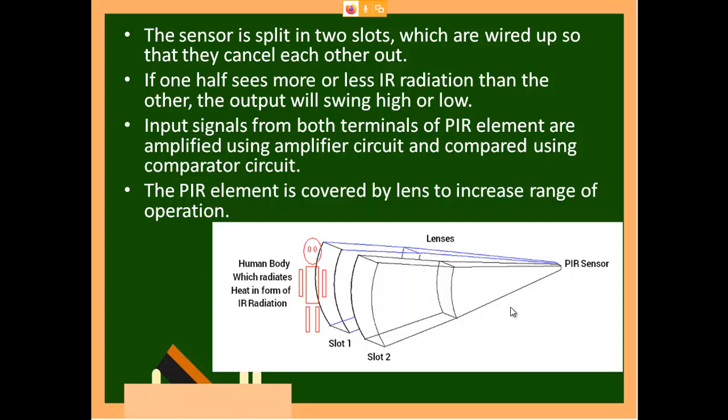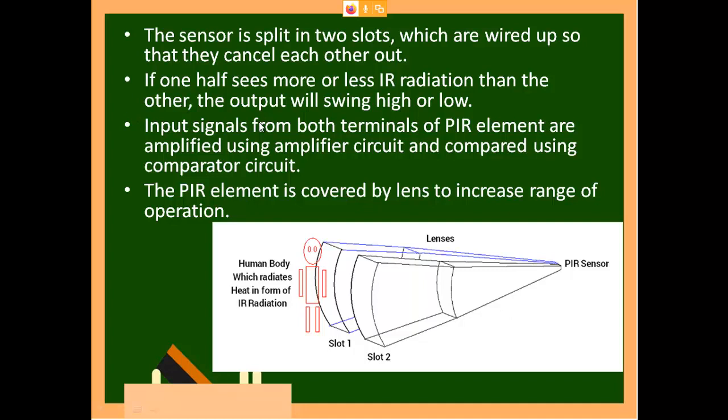So there is real motion because one has received less and another one has more, and after a few seconds it will get reversed. If slot 1 initially gets higher compared to slot 2, after a few seconds slot 2 will get a higher value with respect to slot 1, which means a human is moving. So that is how we are able to identify the motion.